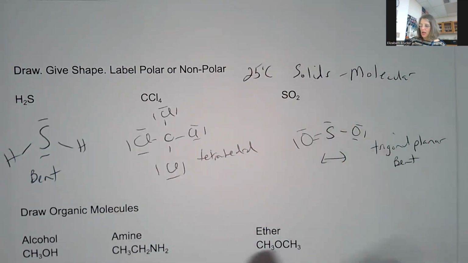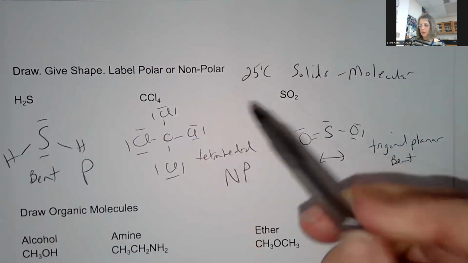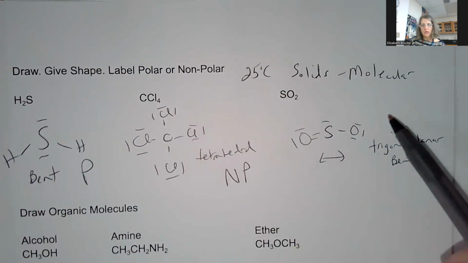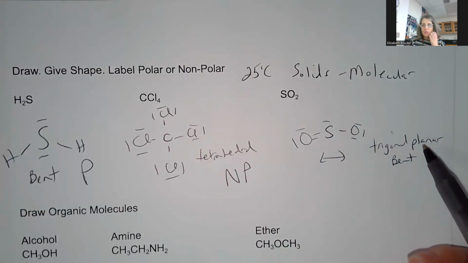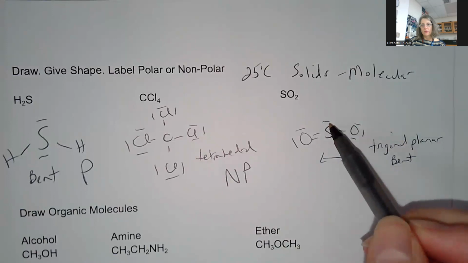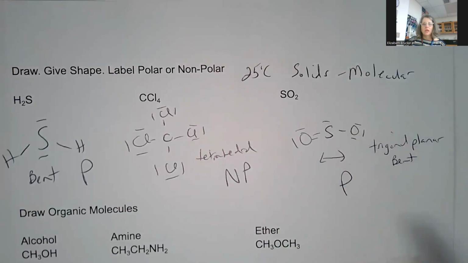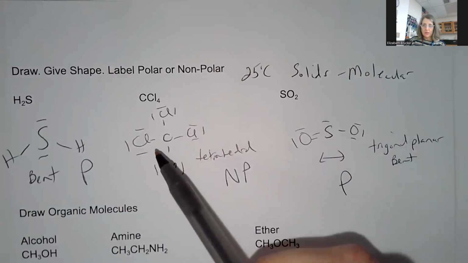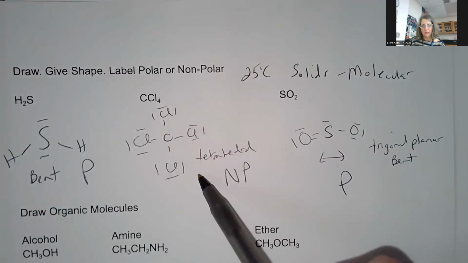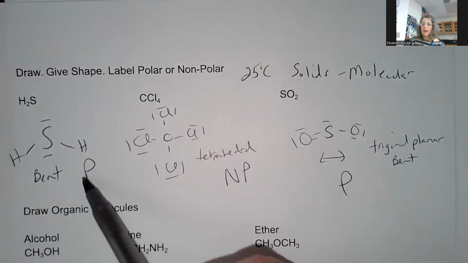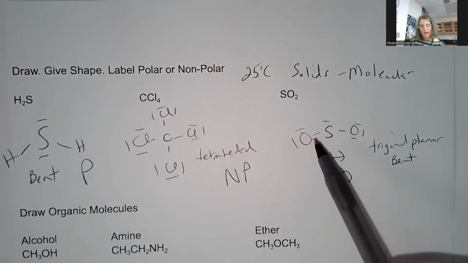So if you have a bent shape, that's going to make it polar. Tetrahedral is going to tend to be nonpolar unless there were different things attached. And trigonal planar bent, typical trigonal planar would not be polar, but because you have one lone pair and bonds on one side, that would make it polar. So in terms of the forces between them, the nonpolar would have the least amount of forces, and then the polar molecules would have the most, again, depending upon their polarity between the bonds.